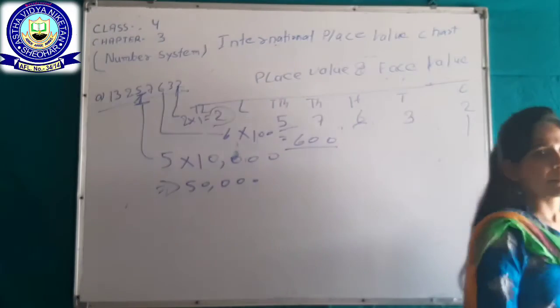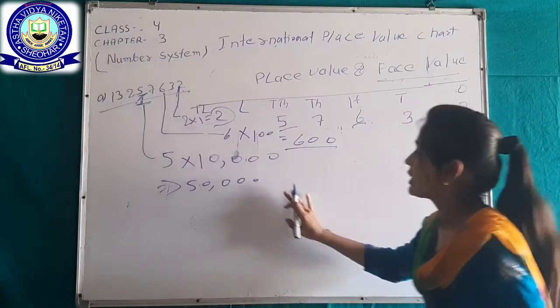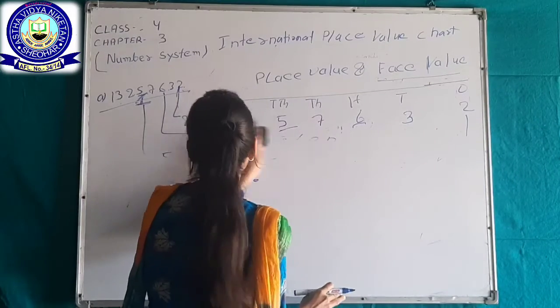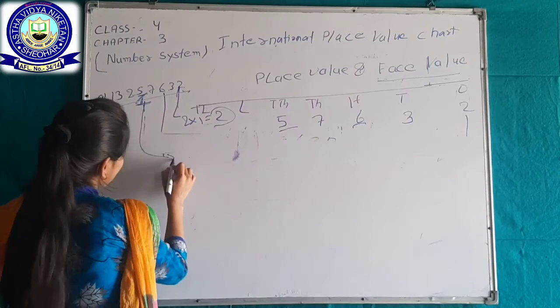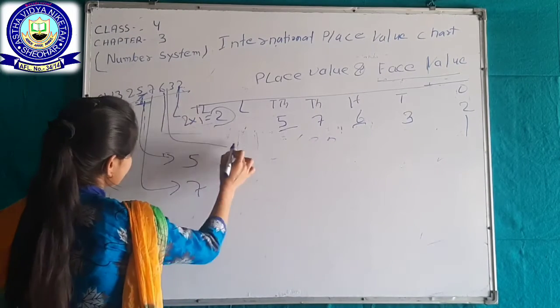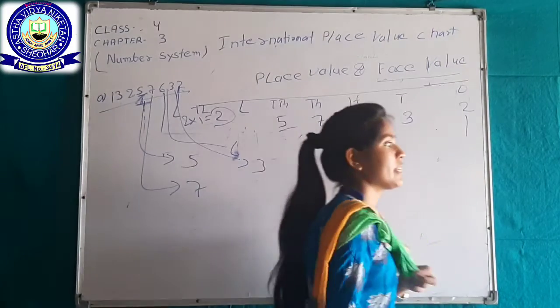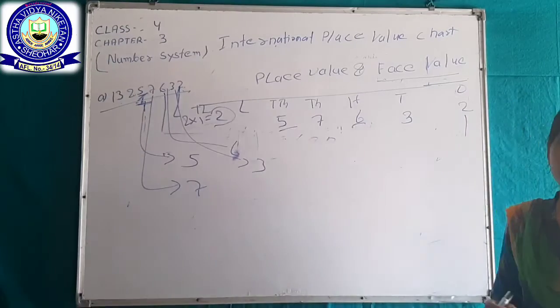And when you have to find out the face value of any digit, the face value of any digit is the digit itself. The number whose face value you have to find is itself its face value. The face value of 5 is 5. The face value of 7 is 7. The face value of 6 is 6. The face value of 3 is 3. The face value of any digit is the digit itself. And we cannot find out the place value of 0.